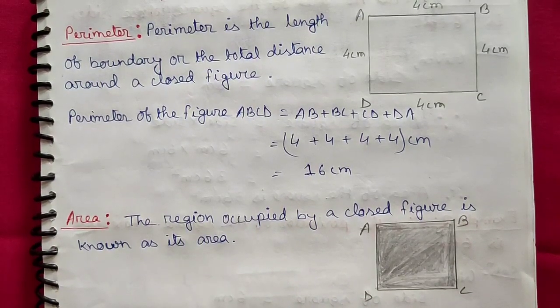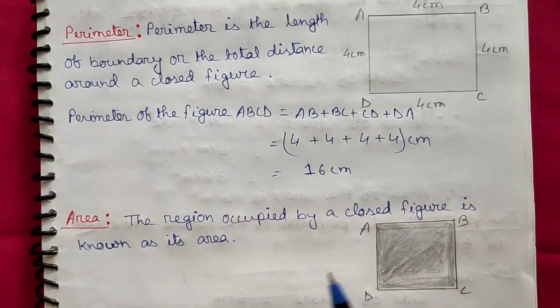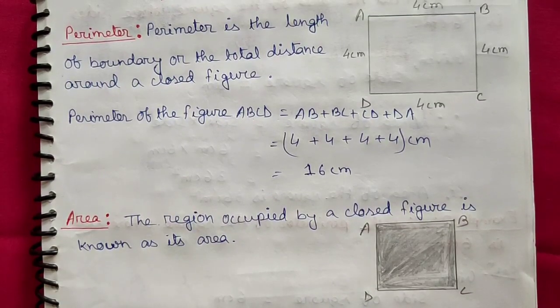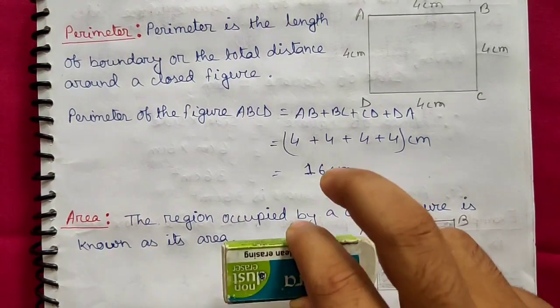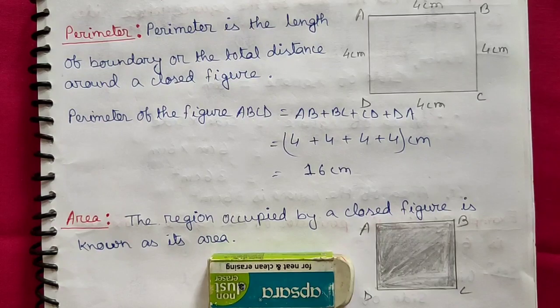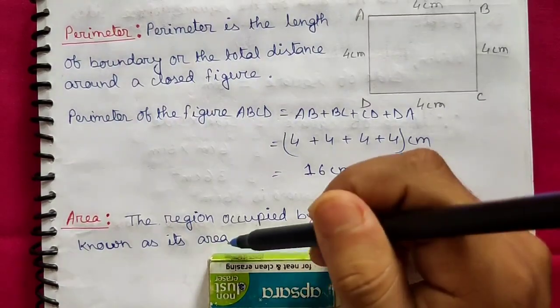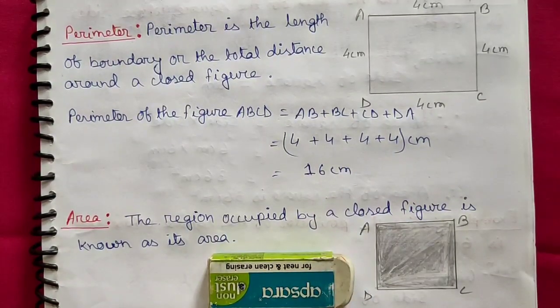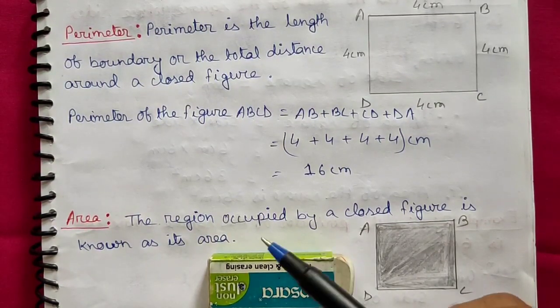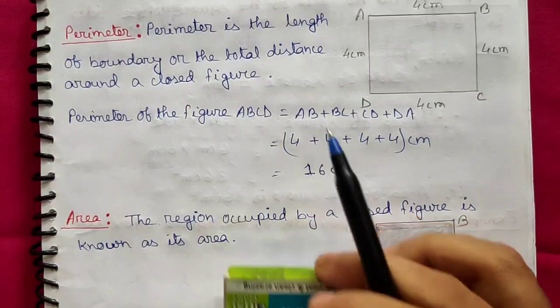Like this, area is the region occupied by a closed figure. Let us suppose this is an eraser, right? I have kept it on the copy. So this eraser has covered a space or region, right? The space or the region occupied by the eraser is known as its area.